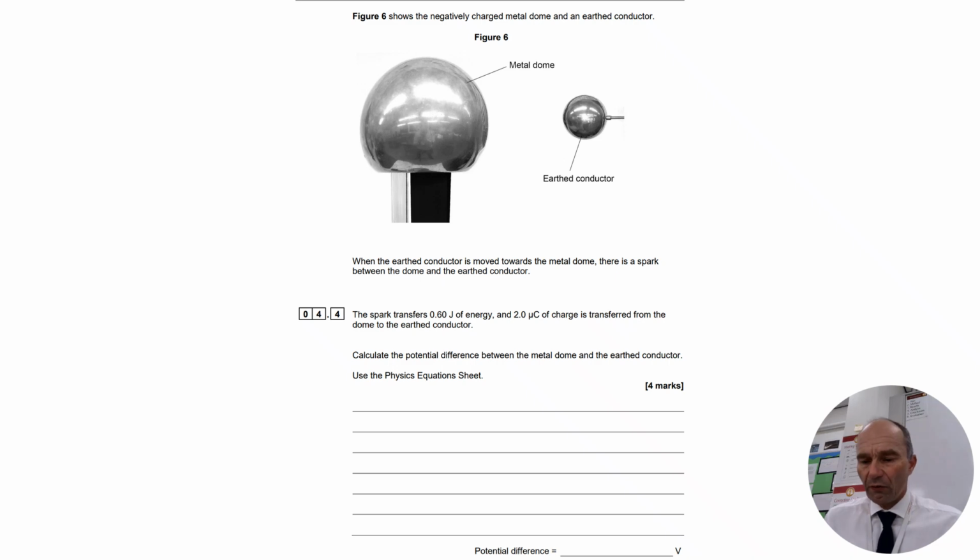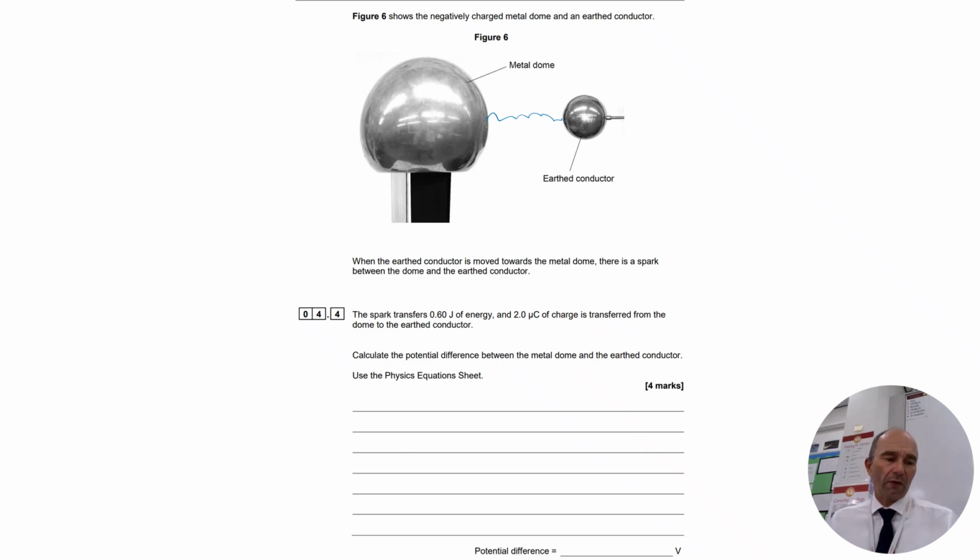And then in this next question, great question, is worth 4 marks, nice maths one. So we've got our negatively charged metal dome and we've got the earthed conductor. So when the earthed conductor is moved towards the metal dome, there is a spark between the dome and the earthed conductor. So remember, our spark travels across and it always looks very impressive. Now the spark transfers 0.6 joules of energy and 2 microcoulombs of charge is transferred from the dome to the earthed conductor. We need to calculate the potential difference between the metal dome and the earthed conductor.